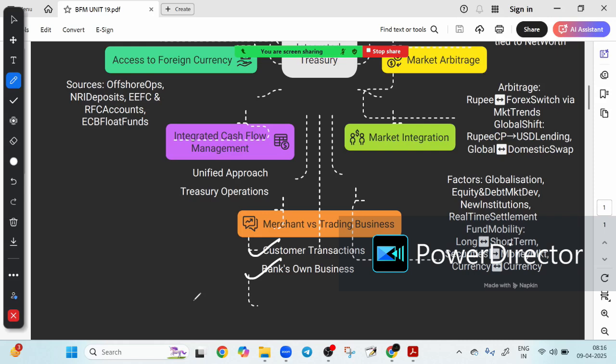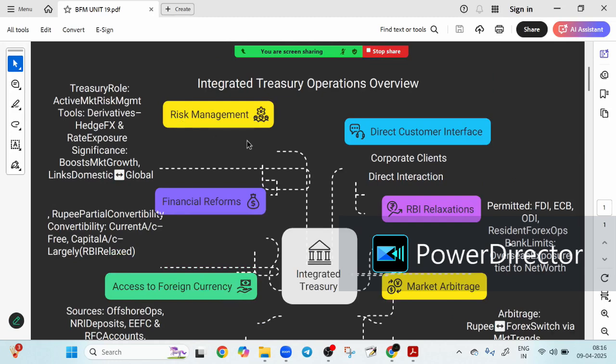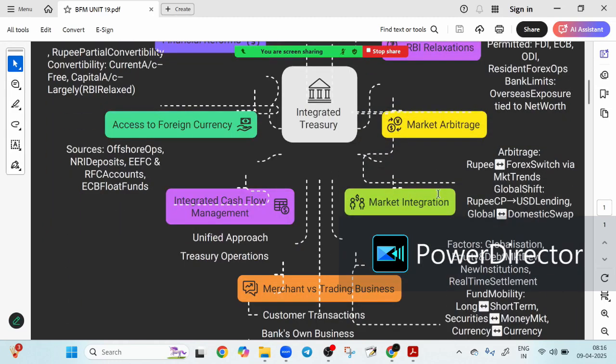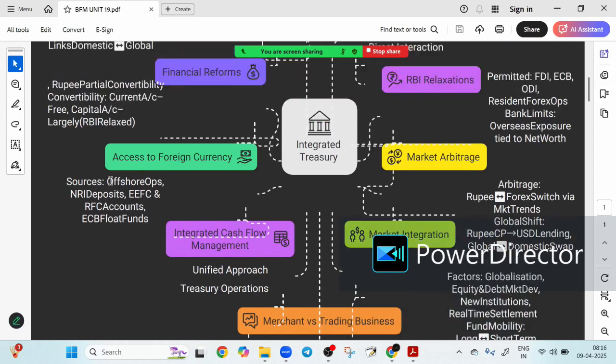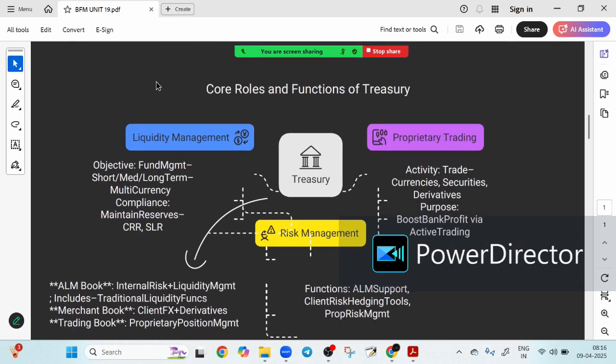So in a nutshell, the integrated treasury is not just a department, it is a dynamic, multi-dimensional engine driving modern banking. From managing risk to leveraging global markets, it ensures that the bank is not just surviving but thriving. You can see now different types of functions it is performing. On the top left side we have seen the risk management. We have seen the arbitrage opportunity also someone can take help of. We have seen access to foreign currency, some sources I have told you, and financial reform is also playing a very important role. So that is all about the roles played by the treasury.